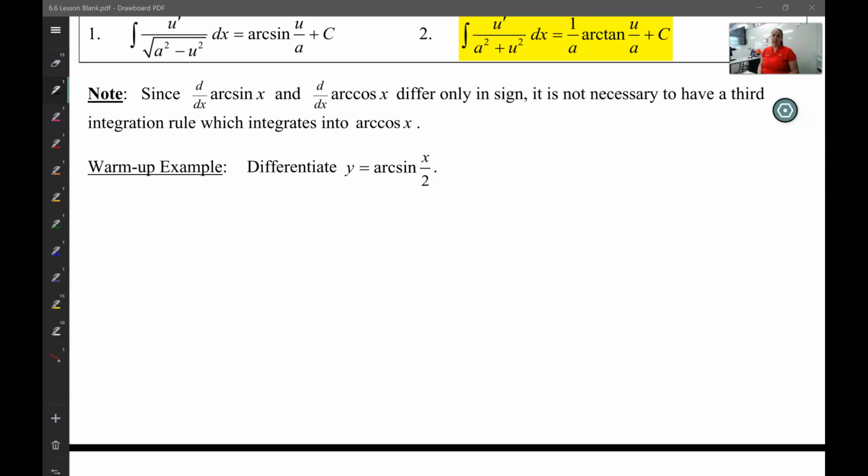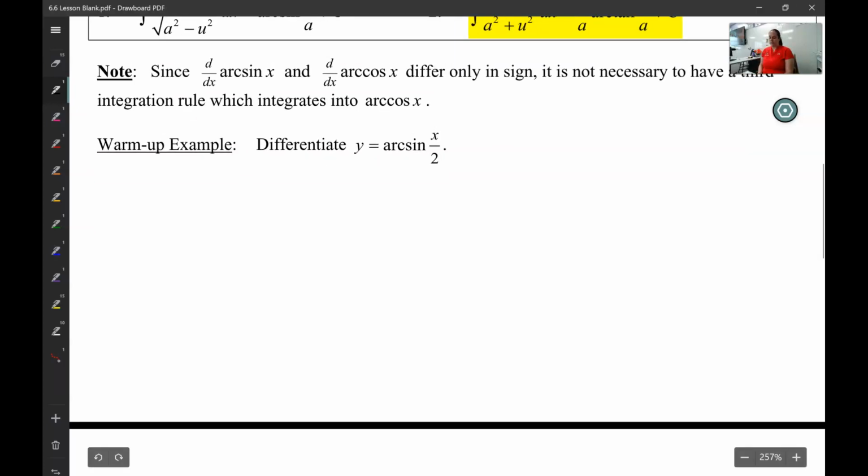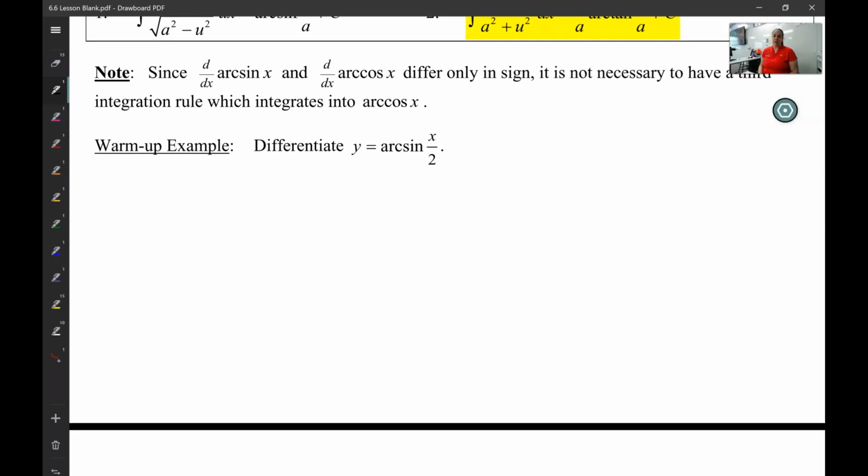Let's talk about our last integration technique. This last integration technique uses your arc trig functions, your inverse trig functions. So arcsine, arccosine, arctan. To start off, we're going to do this warm-up example where we start with differentiating. This is what we've been doing to this point.